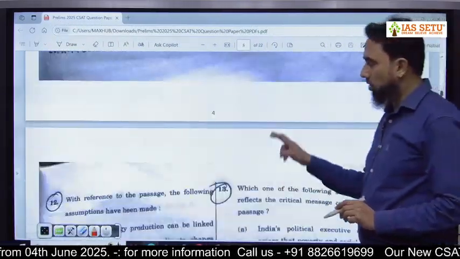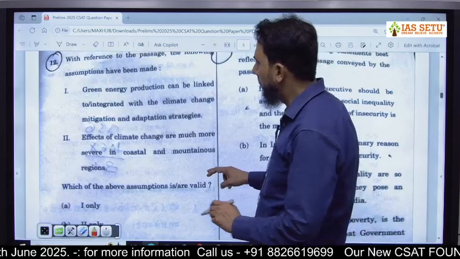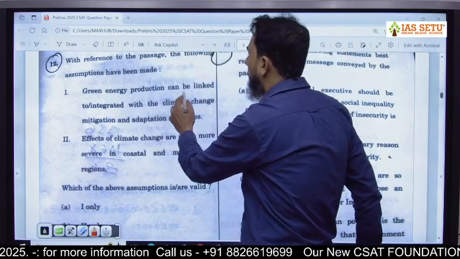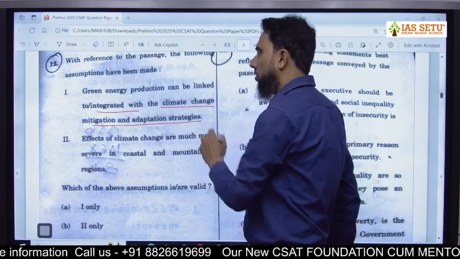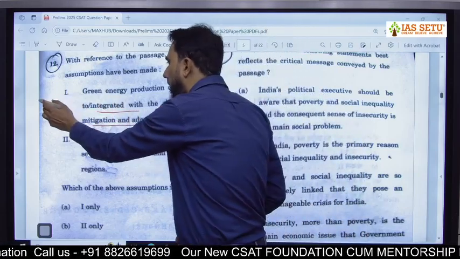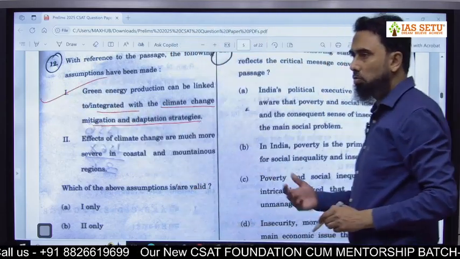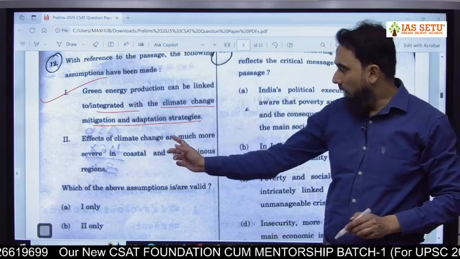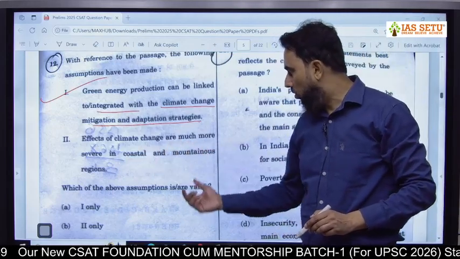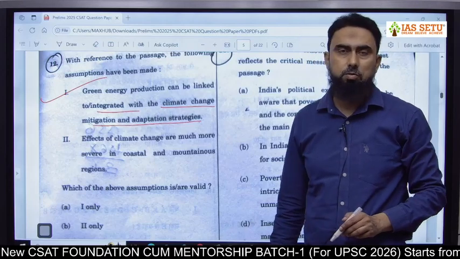So question number 12, and the first statement: green energy production can be linked to, integrated with the climate change mitigation and adaptation strategies, right? They can cut down the emissions by using their own resources. The second statement is, effects of climate change are much more severe in coastal and mountainous regions.